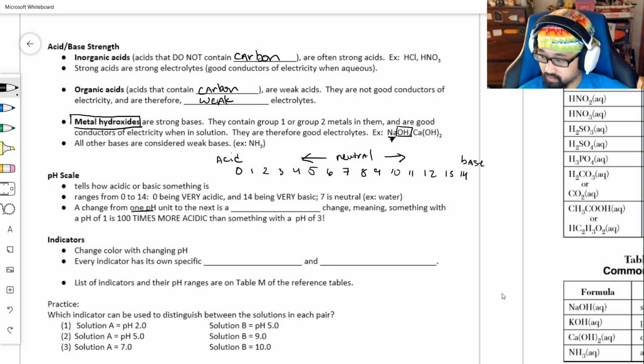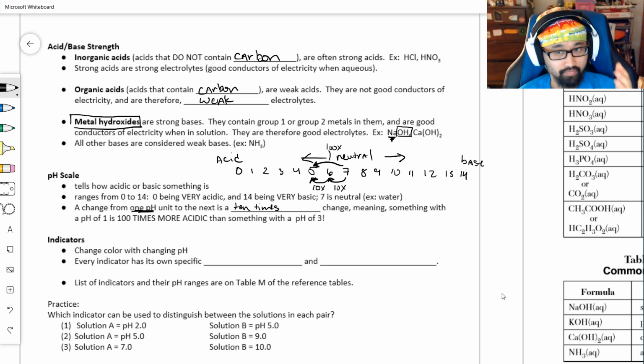However, this is the important part. 1 pH unit, so if I change from 7 to 6, that's a 10 times change, which means something with a pH of 6 is 10 times more acidic than something with a pH of 7. If I go from 6 to 5, that's another 10 times. If I were to skip straight from 7 to 5, that's 100 times, because it's 10 times 10. Every time I move by 1 on the pH scale, it's actually 10 times stronger.